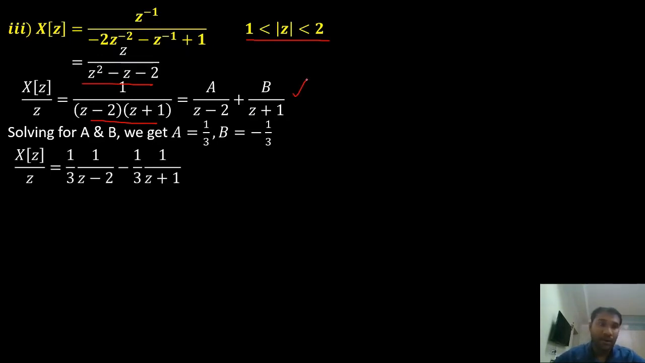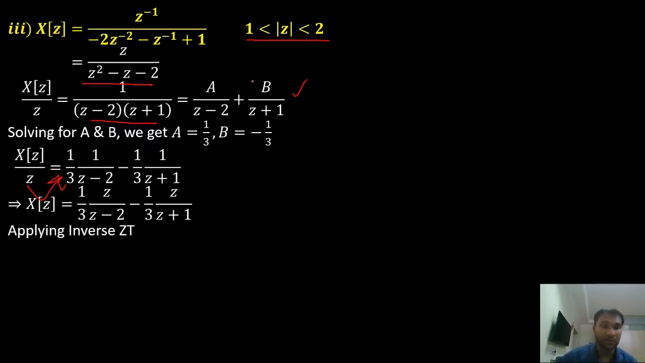Now I'll take this z to the other side. This is what I am arriving at. And now I'll apply the inverse Z transform. Now this is my pole: 2 is a pole and -1 is a pole.